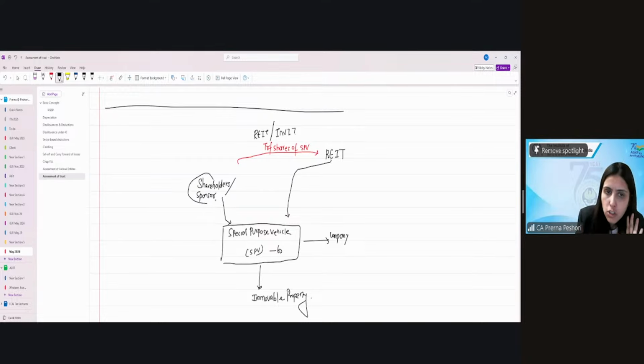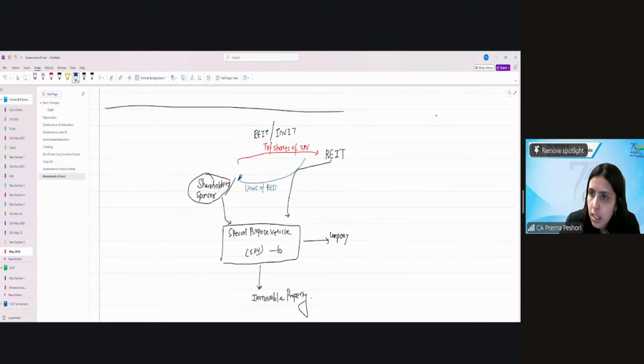ये जो shareholders ने shares transfer किए अपने REIT को, तो अब REIT हो गया ना shareholder. Now, in return, the REIT will give to the shareholders some consideration. Correct? Free में तो shares लेंगे नहीं. It will give some consideration. Yes or no? Now, what consideration it is giving is units of the REIT.